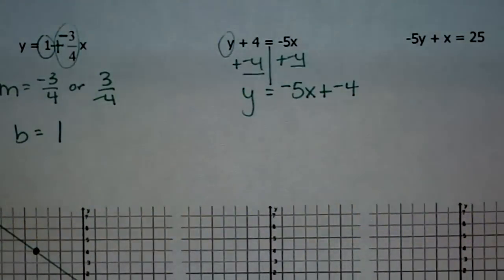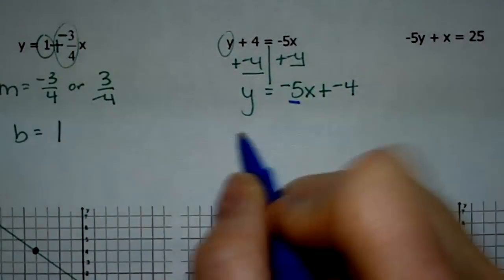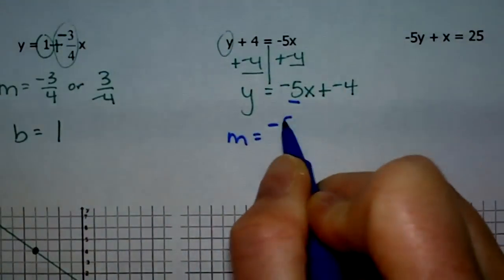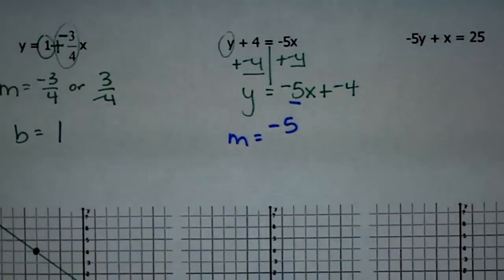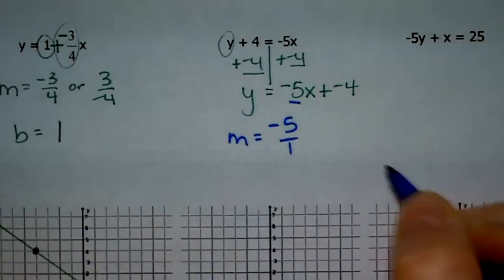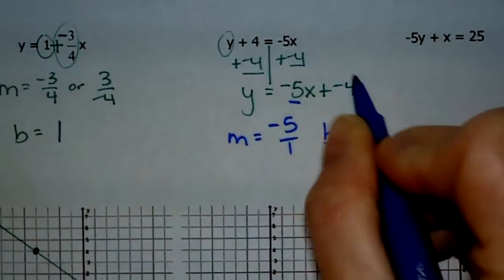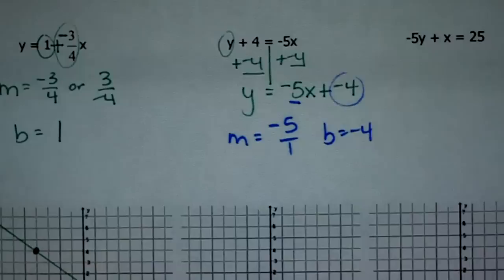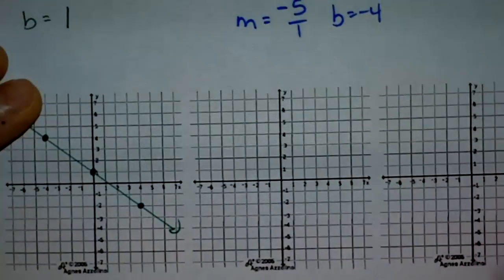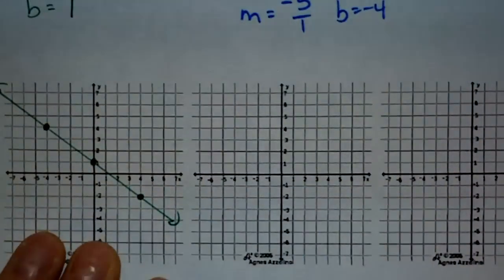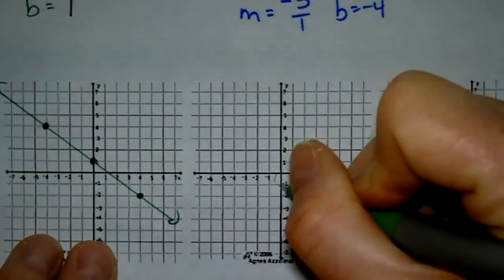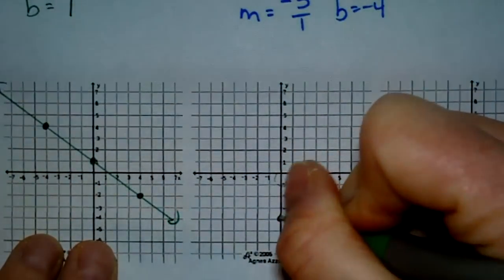All right, now, coefficient of x is negative 5. That means my slope is negative 5. I don't have a run, so I'm going to put a 1. And the b, the number by itself, that's a -4. All right, let's graph this. I'm going to start my graph at -4 because that's my y-intercept. So plot -4, 1, 2, 3, 4, there it is.